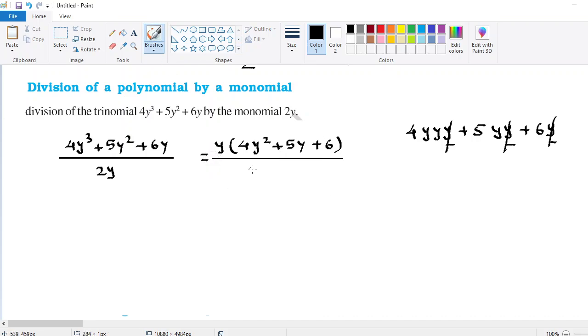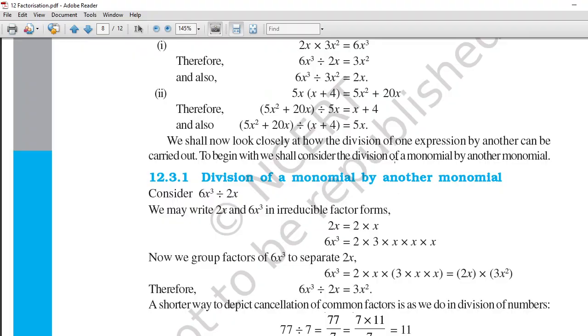Divided by 2y. We can cancel this y, and now our answer is 4y square plus 5y plus 6 divided by 2.